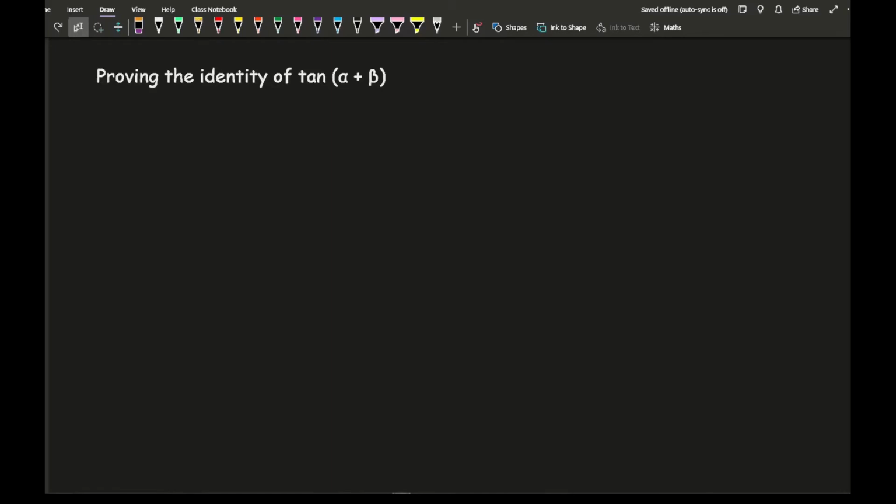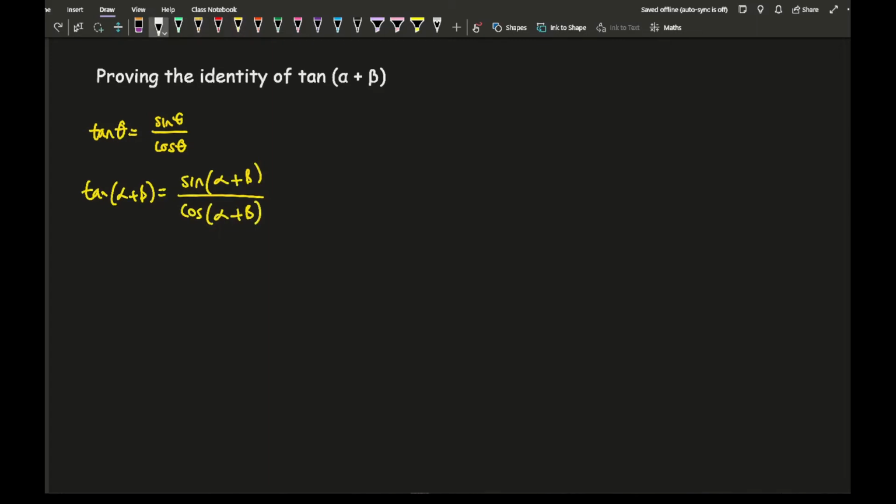Now, when going on to prove the identity of tan alpha plus beta, I don't actually need to reference the diagram. Because we know that tan theta equals sine theta over cos theta, I'm going to use the previously proved identities in this trig ratio. So tan alpha plus beta is going to equal sine alpha plus beta over cos alpha plus beta.